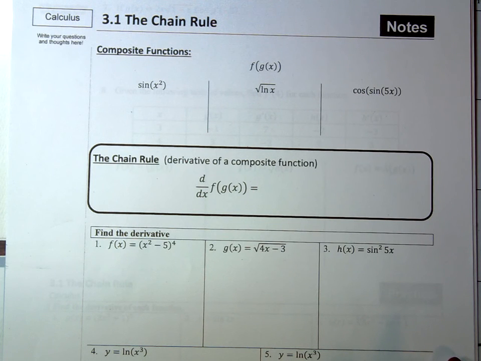Hello, Calculus kids. Here is section 3.1, the beginning of Unit 3, on the chain rule. And the chain rule is actually a really important derivative rule in the midst of what we learn. So this is going to come up over and over and over again. So it's a really important lesson.